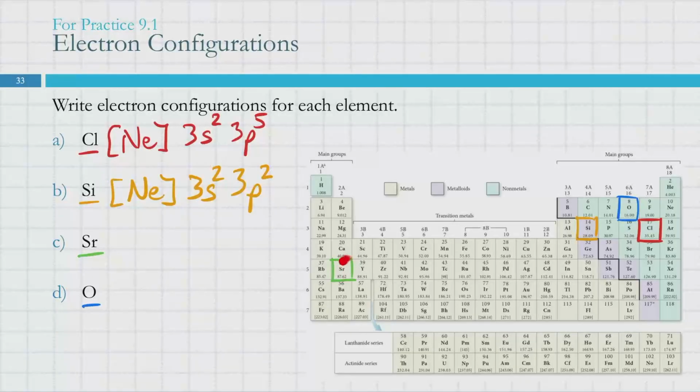For strontium, our previous noble gas is krypton, so we write the symbol for krypton in brackets. We are in the S block in row 5, so 5S. And we are in the second spot in the S block, so it's 5S2.